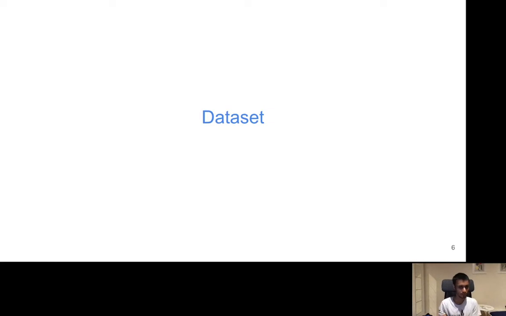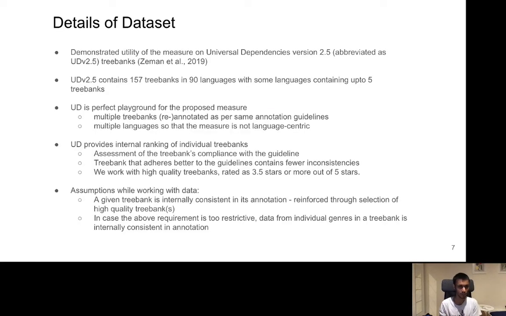Let's look at the dataset. We perform the experiments on UD version 2.5 treebanks, which contains 157 treebanks in 90 languages. Some languages contain up to 5 treebanks, and UD is a perfect playground for this proposed measure because multiple treebanks are annotated or re-annotated as per the same annotation guideline, which is one of our primary concerns. The second thing is there are multiple languages, and so the measure can be developed to be non-language centric or even language family centric.